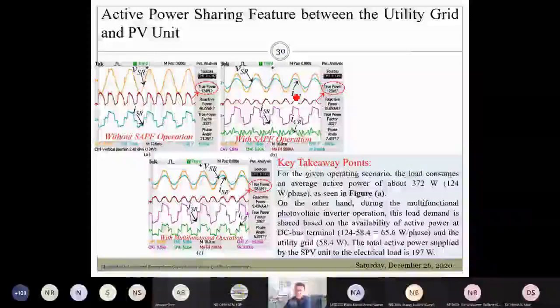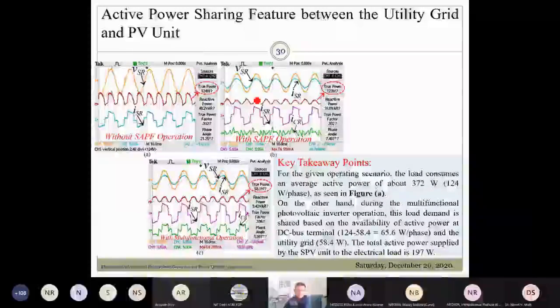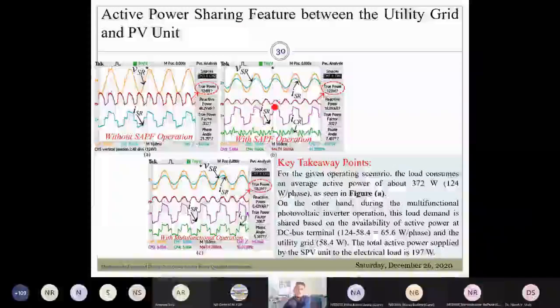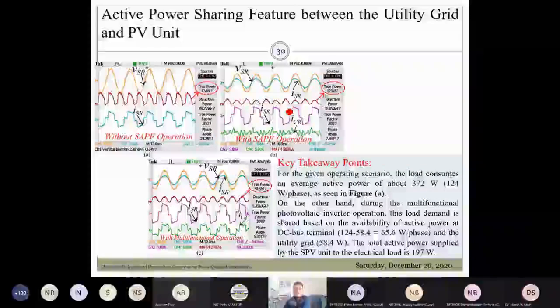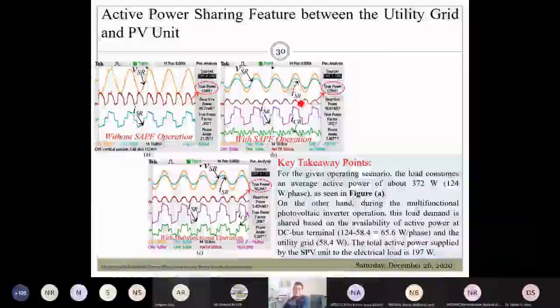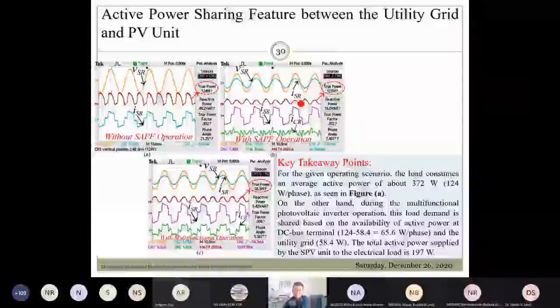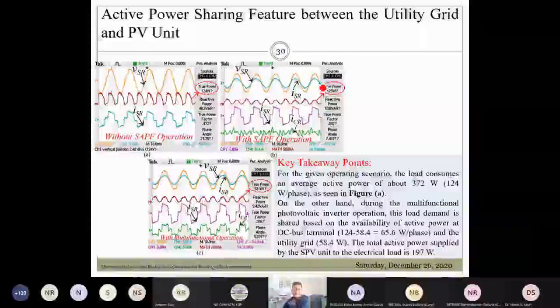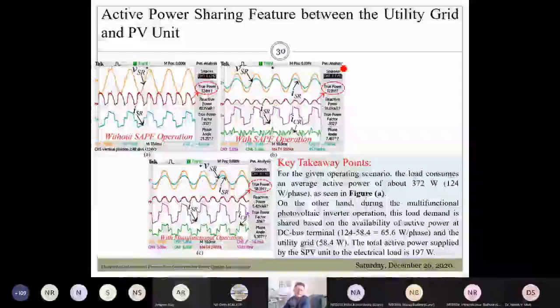What I have considered is that the load demand at any given operating point is always higher than the power generated by the PV unit. So let's assume that the load demand is 500 watt and the power generated is 300 watt. So 300 watt will be supplied by the PV unit, and the residual load demand, 500 minus 300, that is 200 watt, will be supplied by the utility grid.